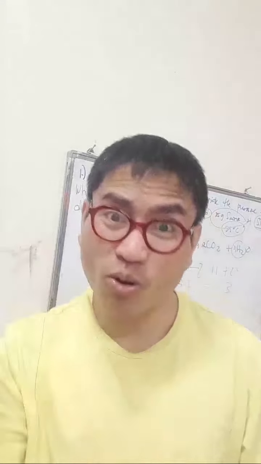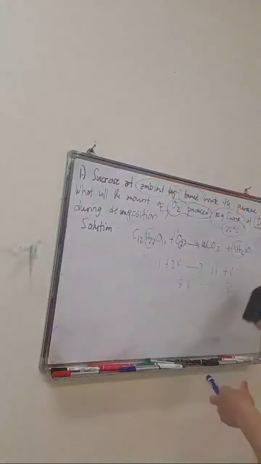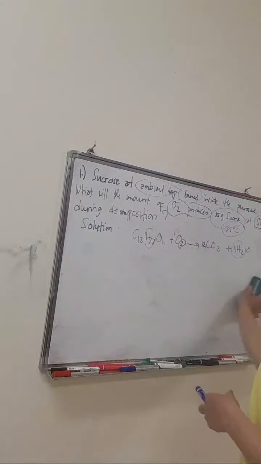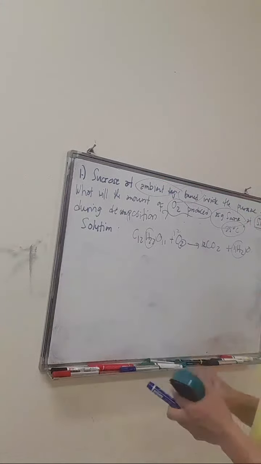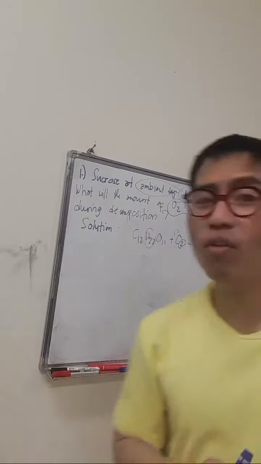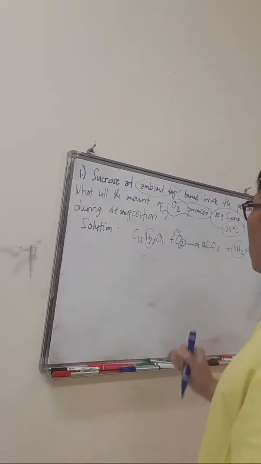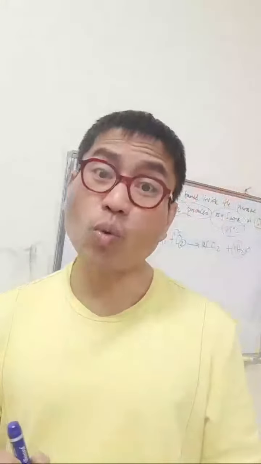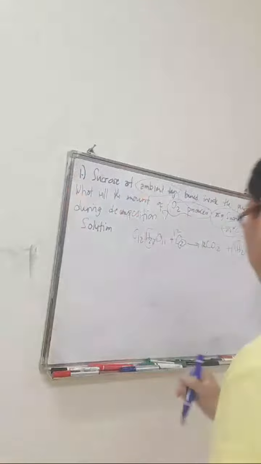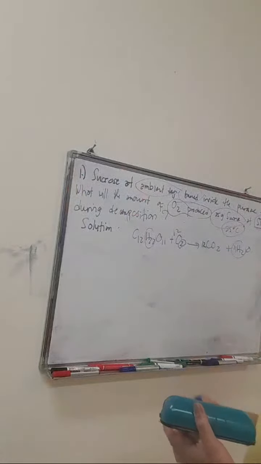So that is the perfectly balanced equation for our sucrose combustion: 1 mole of sucrose plus 12 moles of oxygen gas is equal to 12 moles of carbon dioxide plus 11 moles of water.